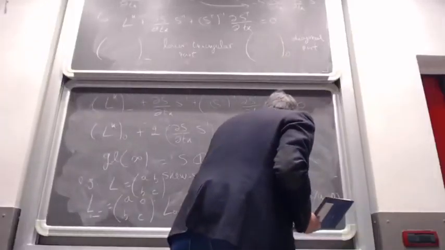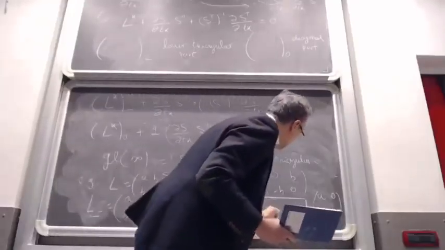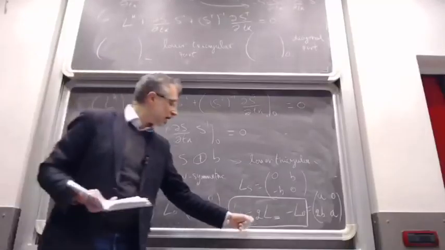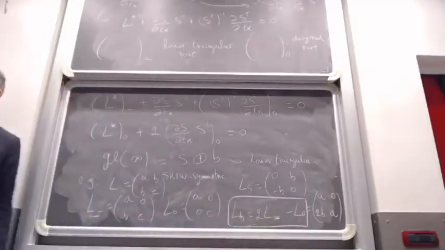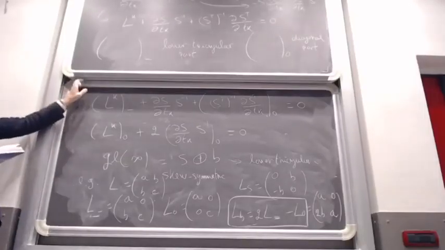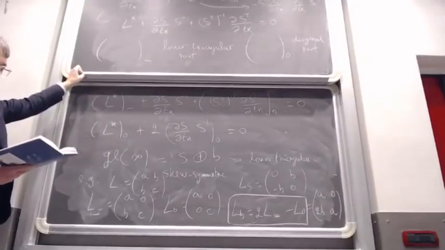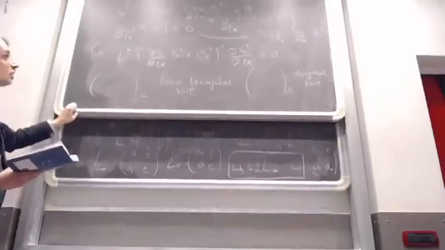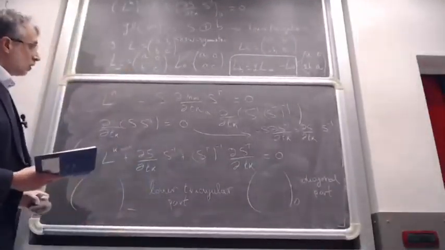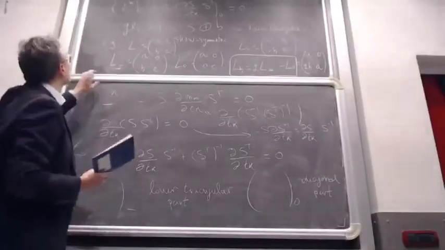But this expression, the B projection of L, can always be written as 2L minus L0. Okay? And so we got our 2 equations there, right?